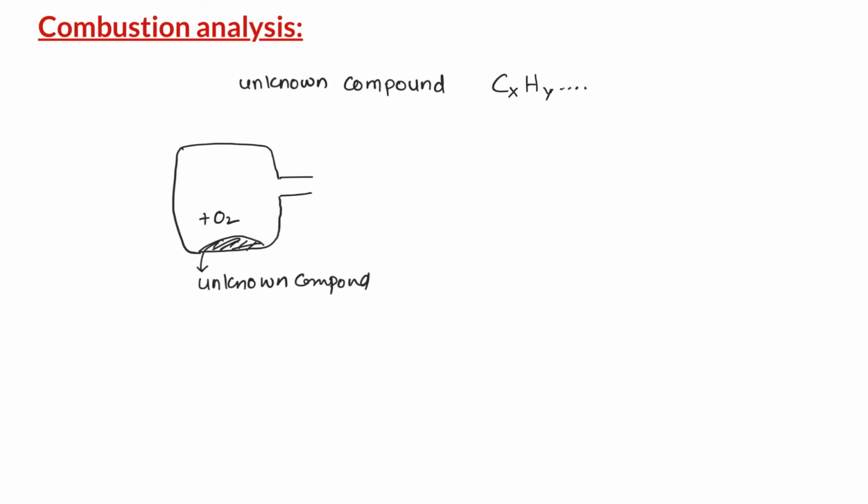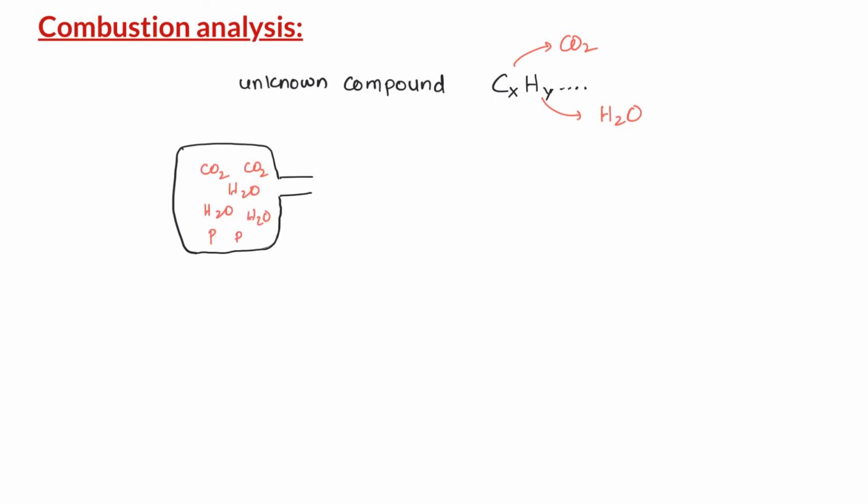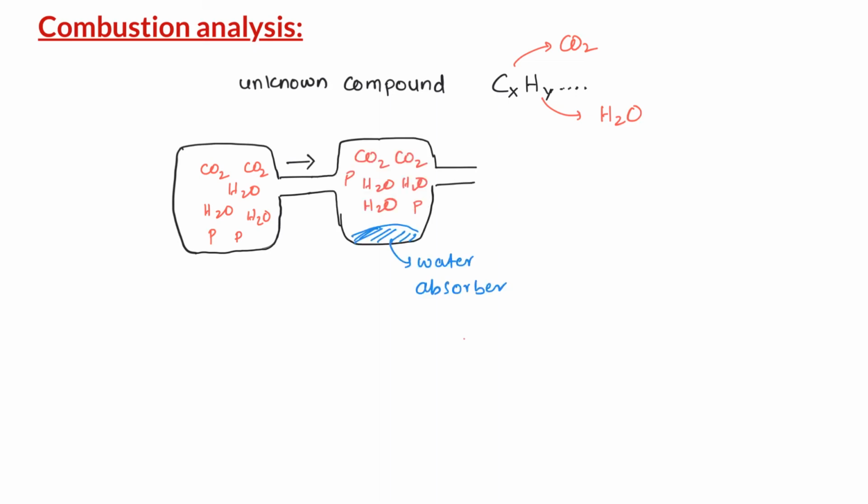One of the experiments that chemists use to determine the masses of individual elements in a compound is called combustion analysis. We take a small sample of the unknown compound, containing elements such as carbon, hydrogen, and others, and combust it in presence of excess oxygen. Upon combustion, all the carbon in the unknown compound is converted into carbon dioxide and hydrogen is converted into water. The products of this combustion reaction are then passed into a container with a water absorber in it, which absorbs all the water from the mixture of products.